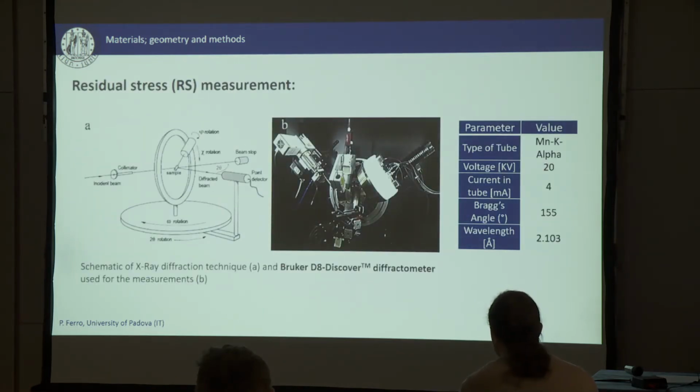This is the facility used for the calculation of residual stresses by X-ray diffraction techniques, and on the right side of this picture you can see the main important parameters used in this measurement.